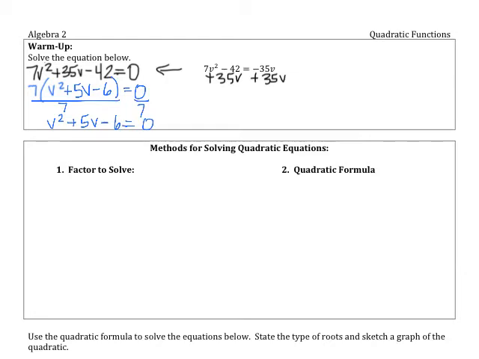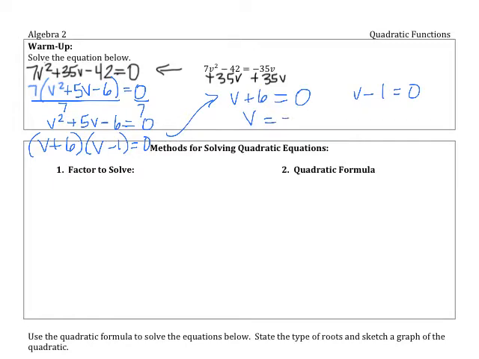And now I want to factor this. I can factor this into v plus 6, v minus 1, which gives me v plus 6 equals 0, v minus 1 equals 0, which means v equals negative 6 or v equals positive 1. So those are our two answers.